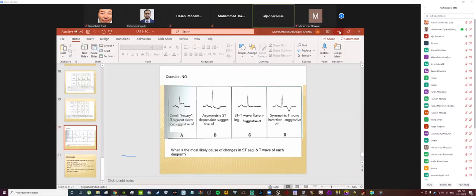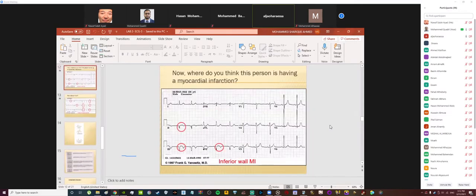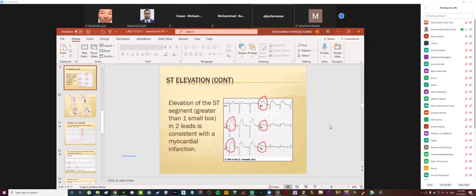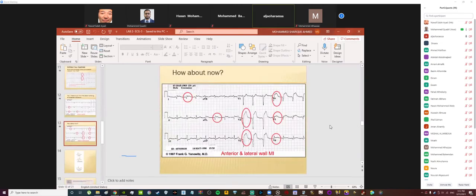Doctor, before you close this one, about the anterior lateral wall myocardial infarction, about AVL, there is a small fall before the elevation. Is it okay? Which one? In the anterior lateral wall myocardial infarction. Okay, can you go back to the slide? Yes, anterior lateral. About AVL, there is a small fall before the elevation. Where is the small fall before the elevation? In the AVL.